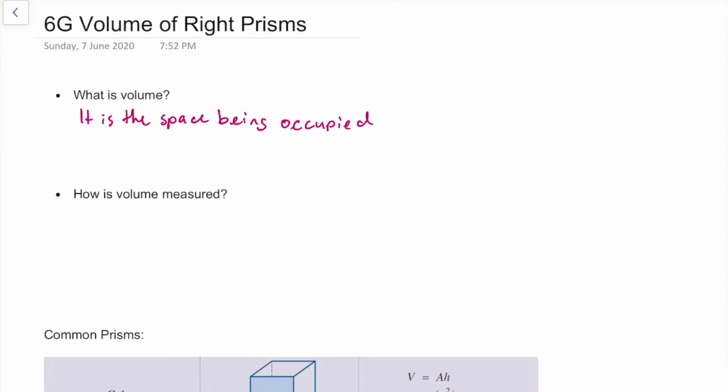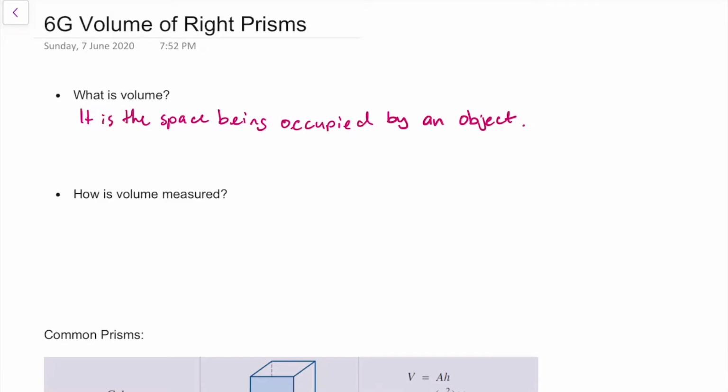So it's the space being occupied by an object, usually three-dimensional. In some parts of science, you may get something that's not three-dimensional. We won't go that far. We will stick with 3 dimensions.